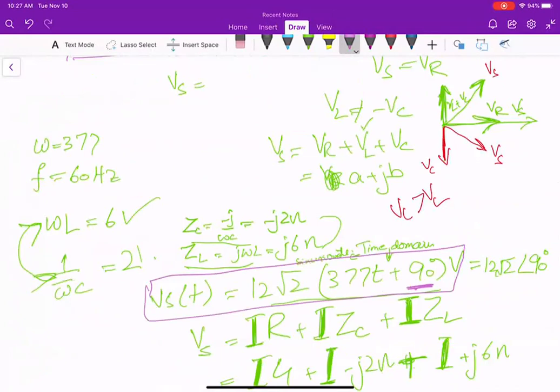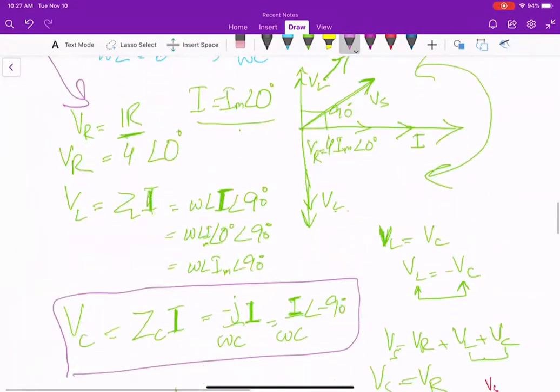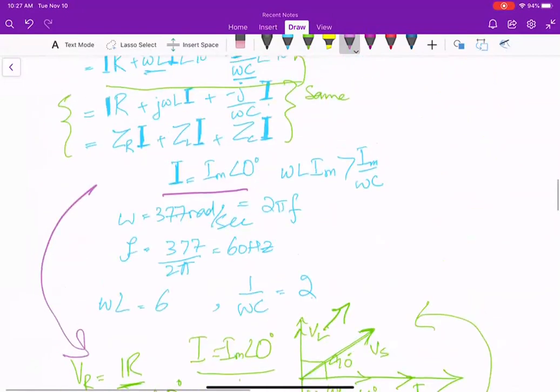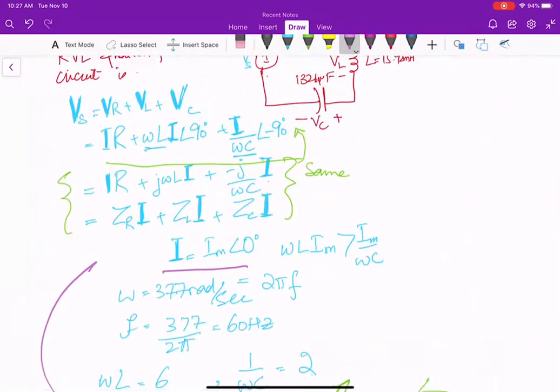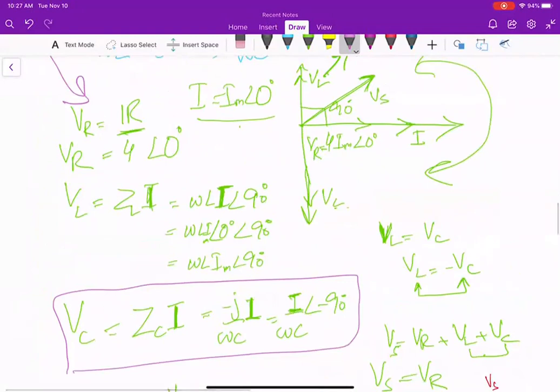Yes. So what we have done here, if you see, is that we said we don't know VS yet, but we know VR, VL, and VC without knowing I. So we are just saying that we actually know the impedances, but we don't know I, we don't know VS. So we draw a reference phasor diagram.